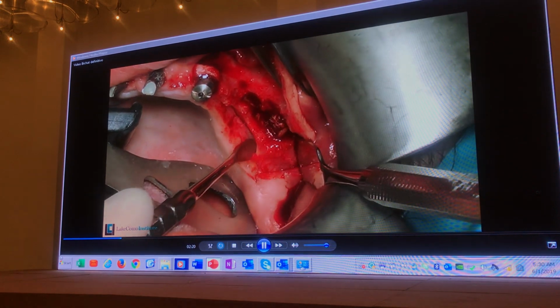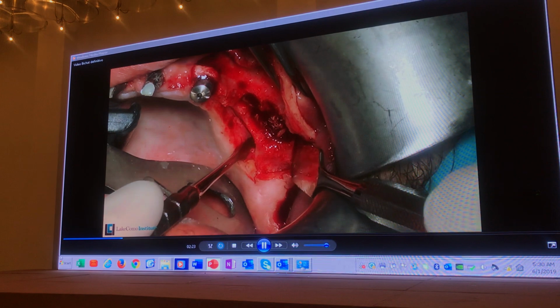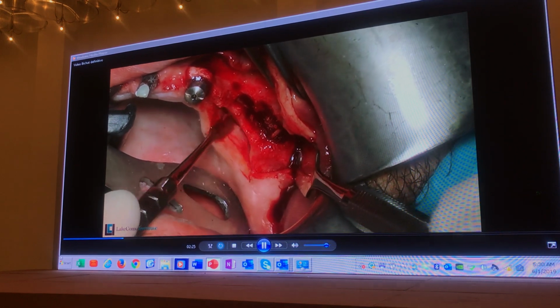They're opening that up because they're going to tuck the fat pad underneath that palatal flap.